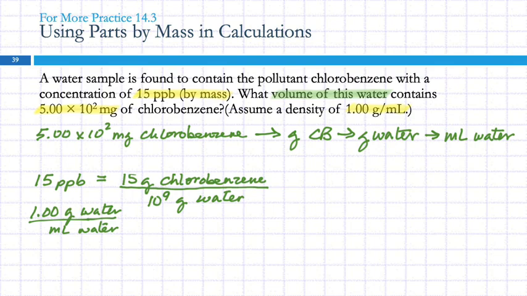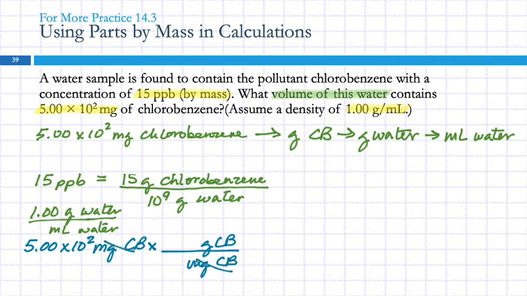So now I'm just going to write out my calculation here, 5.00 times 10 to the 2 milligrams of CB. And then I'm going to go to grams of CB, and I want to divide by milligrams of CB, chlorobenzene. And then the next one is grams of water. And I need grams of chlorobenzene in the denominator to cancel out. And I'm going to go to milliliters of water.